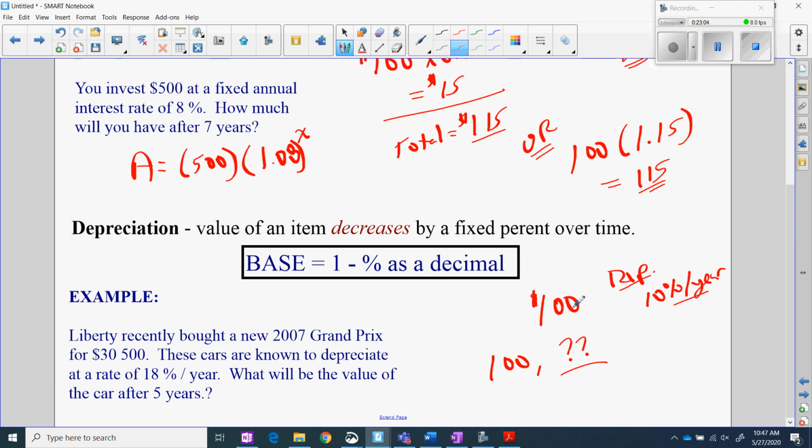If I take $100 and multiply by 10%, that's going to tell me how much money I'm going to lose in value off of my $100 object after that year. So I'm going to lose $10. But that doesn't mean that the object's going to be worth $10. The object's going to be worth $90 because I lost 10% of the 100. So what I want to figure out is, what could I multiply by to make sure that I get my amount here if I'm depreciating or losing?